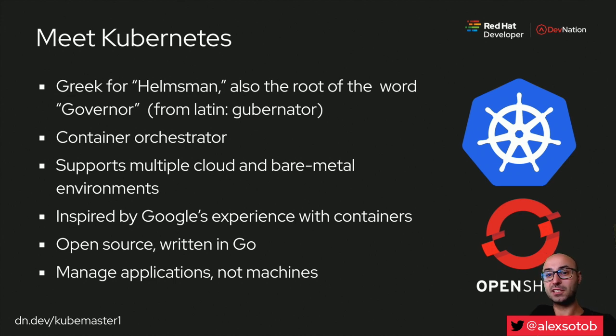Kubernetes is the Greek word for helmsman. So it's the governor of the ship. It's a container orchestrator that supports multiple clouds and bare metal environments. You can run Minikube on your bare metal machine, or you can just use Kubernetes in multiple clouds. You've seen here that I'm using GCP, Amazon, and Azure.